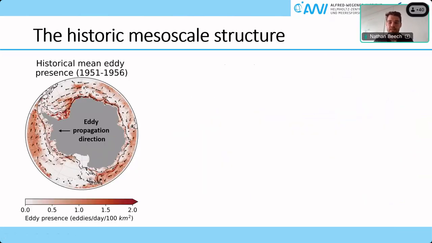So to get to the results, the first thing that I'll try to do is characterize the historic mesoscale structure, because as I pointed out a little bit earlier, this is a region where we don't even really have a good assessment of how things stand today or historically. So here I have the tracked eddy presence in red and the propagation directions overlaid in black. And these distances are exaggerated by a factor of 4 for visibility, just so you know.